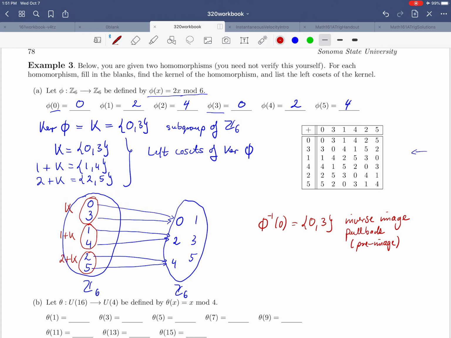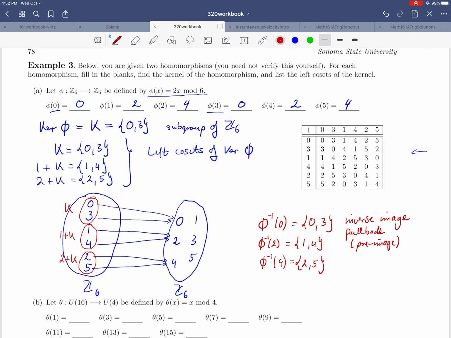So the inverse image of 0 is 0, 3, and the inverse image of 2 is 1, 4, and the inverse image of 4 is 2, 5.